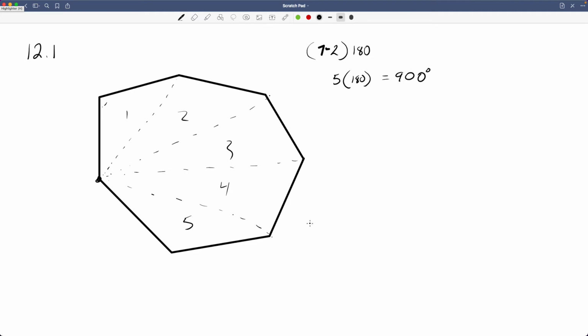So let's move on to the chord tangent theorem. We know a theorem is something that we can prove. That is the definition of a theorem. So in the case of a chord tangent theorem, the chord tangent theorem proves that the interior measure of an inscribed angle is half the measure of the intercepted arc.